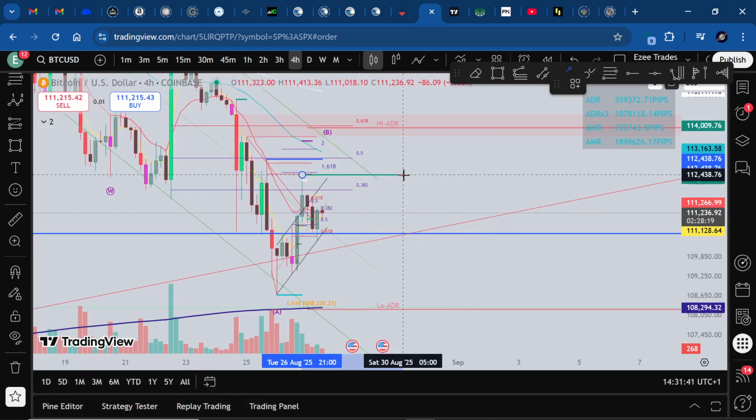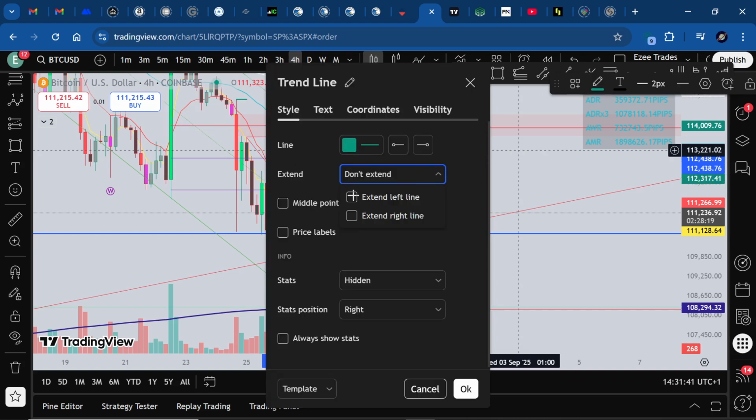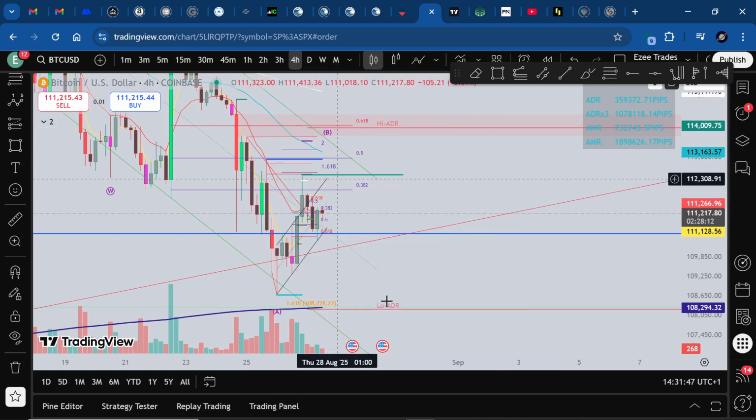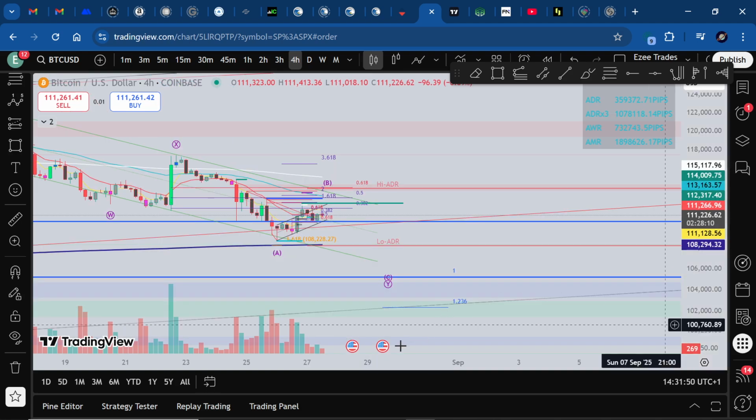Okay, so that's my analysis. I am expecting Bitcoin to come up here. Somewhere over here, I'm looking for price to turn around, come back down to give us that Y wave, and then bullish from there.